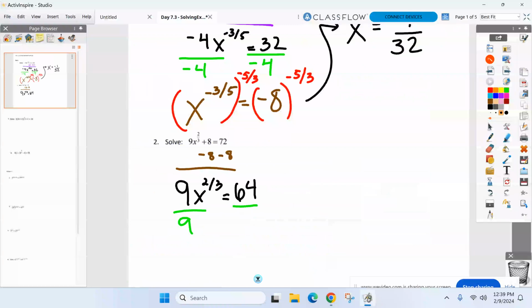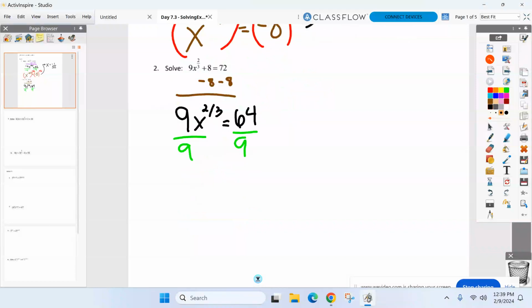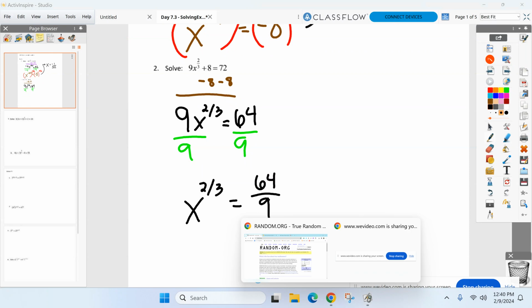Now look, this isn't going to be pretty, right? 64 over 9. You can keep it as a fraction. That's fine. I don't know what that is as a decimal, but I don't think it's going to look that pretty. If you want to put 7.111111, that's fine. I'm going to keep it 64 over 9. Base and exponent all by itself now. So again, how do you get rid of this exponent?